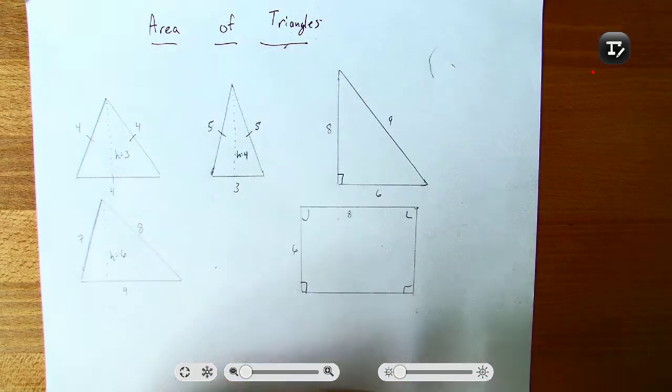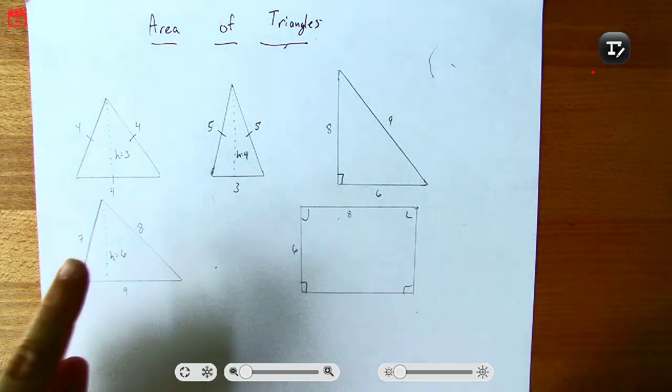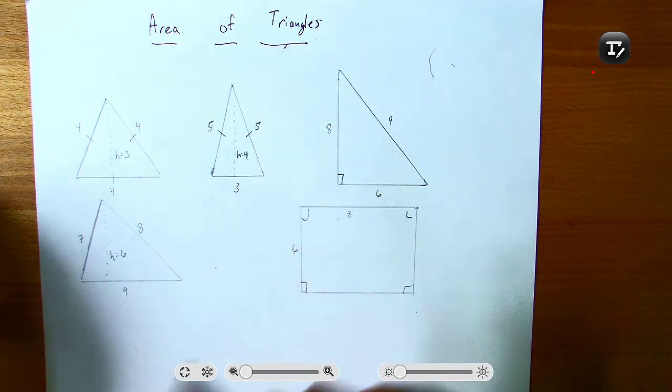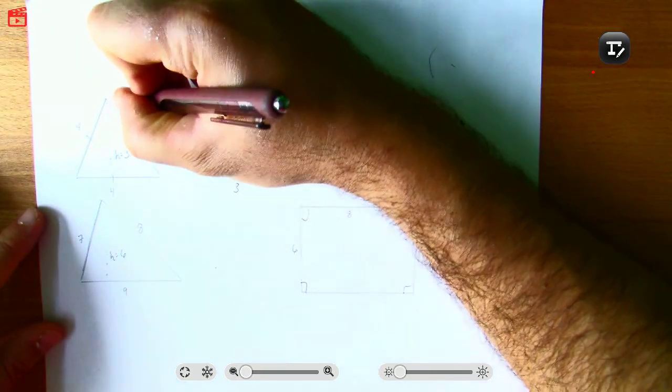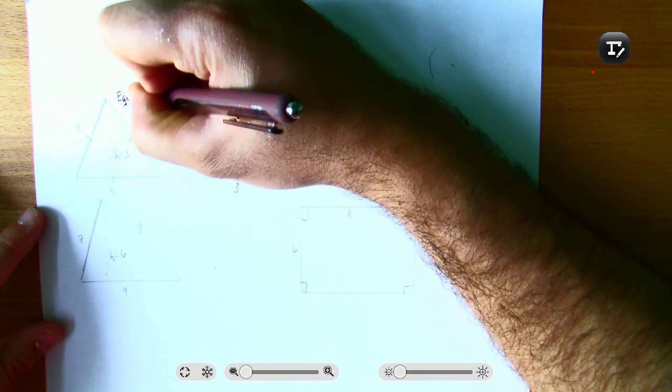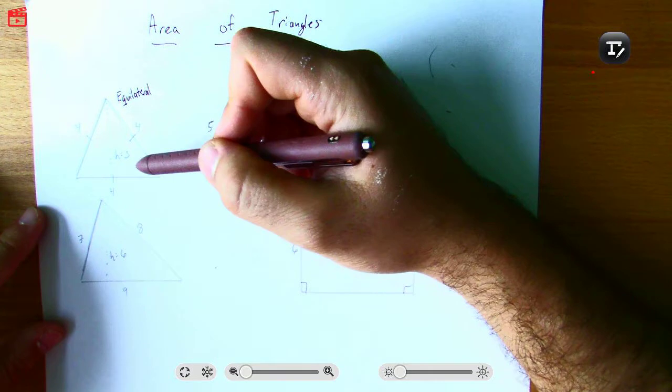Okay, folks, so we're going to talk about area of triangles. Now, first thing about triangles is just how to talk about them and how to name them. So we have lots of different types of triangles here, and of course there's way more than just this. This one we're going to go ahead and call an equilateral triangle because it's equal on all sides, 4, 4, 4.